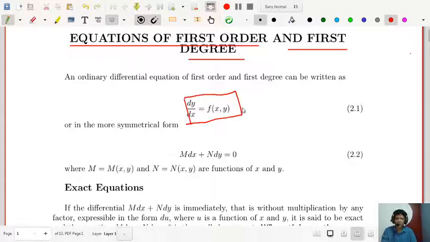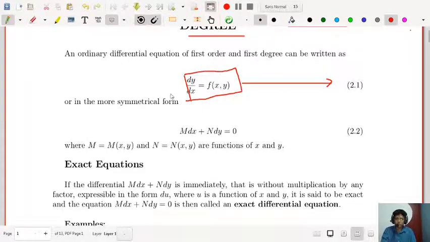dy/dx = f(x, y). Already you have learned about the order and degree, especially for the ordinary differential equation, and we also talked about partial differential equations in the previous class.